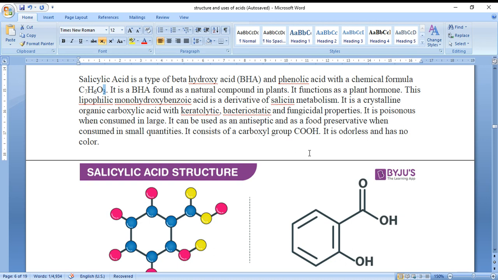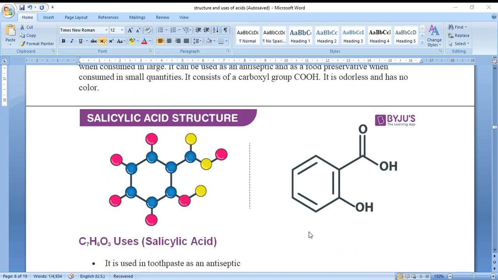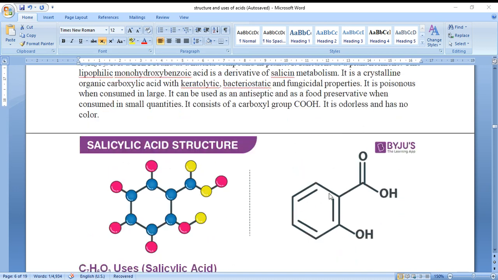By properties, it is crystalline in nature, having keratolytic, bacteriostatic and fungicidal properties. Whenever we say a compound has bacteriostatic, fungicidal properties, that means when the compound is taken in large amounts, it will definitely act like a poison. Whenever a compound is bactericidal, fungicidal, germicidal, you have to consider that taking it in large amounts will definitely have a poisonous effect. It is also used as an antiseptic, as well as a food preservative.